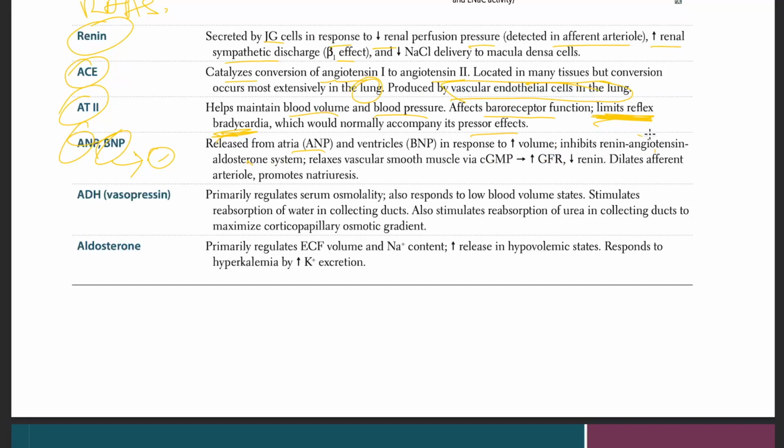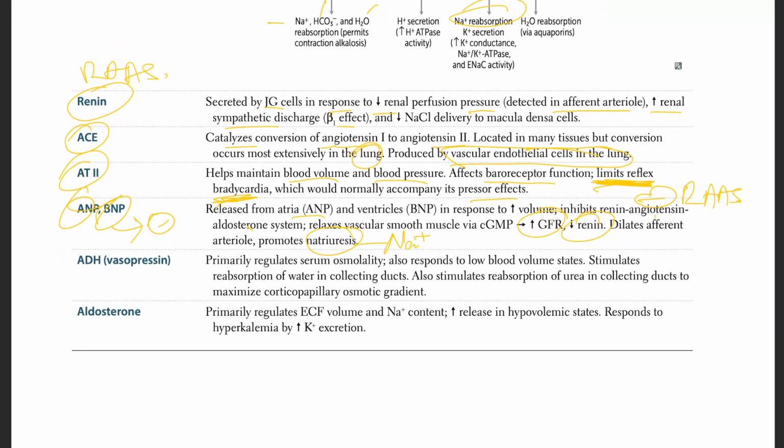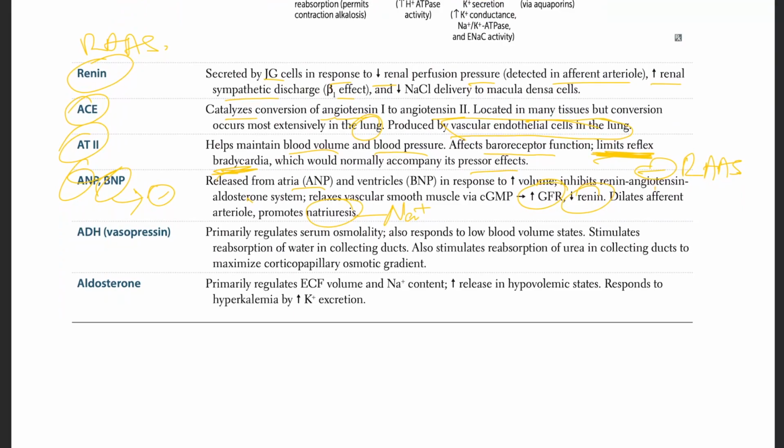So let me actually do it here. They inhibit RAAS, one thing. They increase GFR, decrease renin, and cause natriuresis, sodium excretion. While on the other hand, the RAAS itself was causing sodium reabsorption and increasing the blood volume and everything, wherever it can, increasing the blood pressure. Here they are doing the opposite. They're like, okay, man, we got a lot. So where are they coming from?